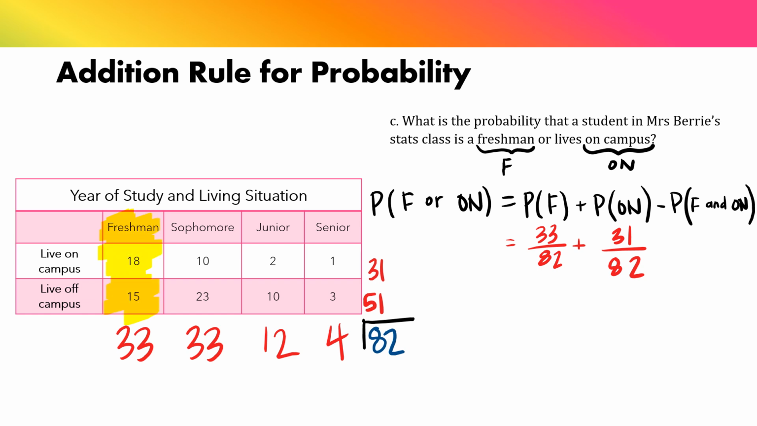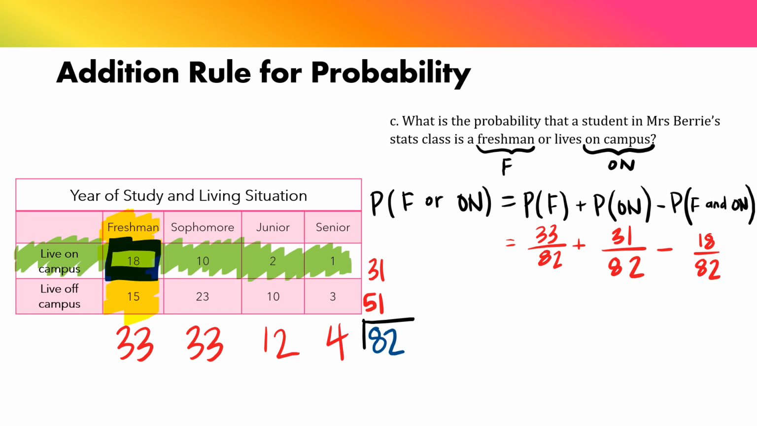Here's my on campus. The intersection of that row and column is my successes. I had 18 out of 82 that were freshmen and lived on campus. It's super easy to do this computation because when your denominators are all the same, you just perform the operation on the numerator and keep the denominator the same. So 33 plus 31 is 64, and 64 minus 18 is 46. So 46 out of 82.